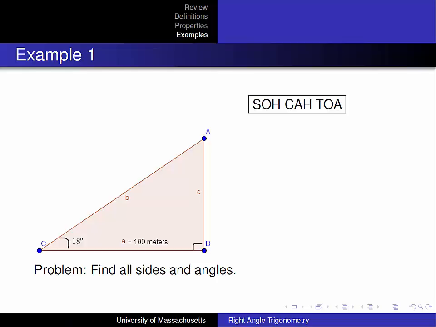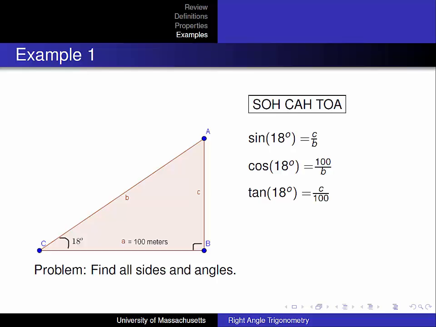Well, we have our SOHCAHTOA definition. So looking at sine of 18, we know that sine is opposite over hypotenuse, which in this case is C over B. We know that cosine of 18 is adjacent over hypotenuse, going to be 100, or A over B. And we know that tangent is opposite over adjacent, so that's going to be C divided by 100, or divided by A.